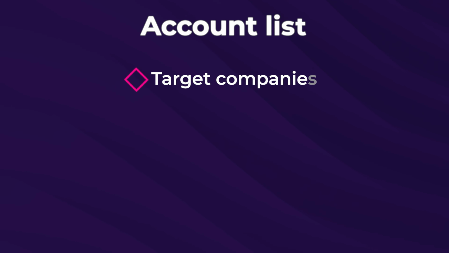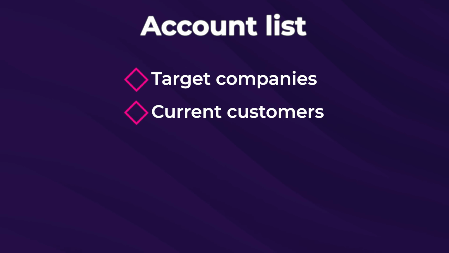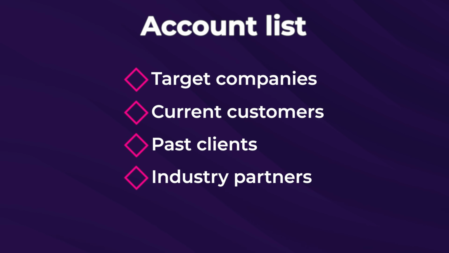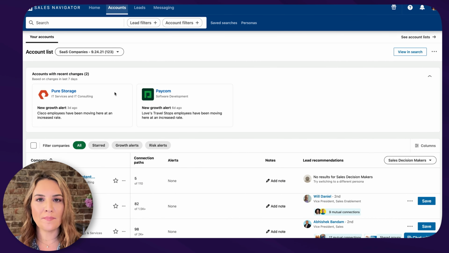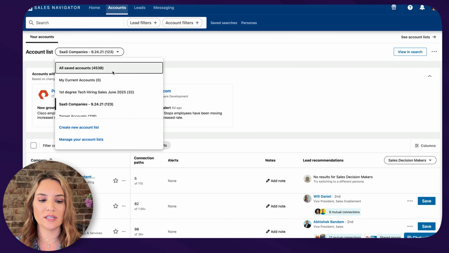Any target company, put it in an account list you're going after. Any current customer or client, put them in a list. Past clients, put them in a list. Industry partners and industry referral partners, put them in a list. So think of all the different companies you collaborate with, you're targeting, you work with, and they all need to be in their own individual list right here.